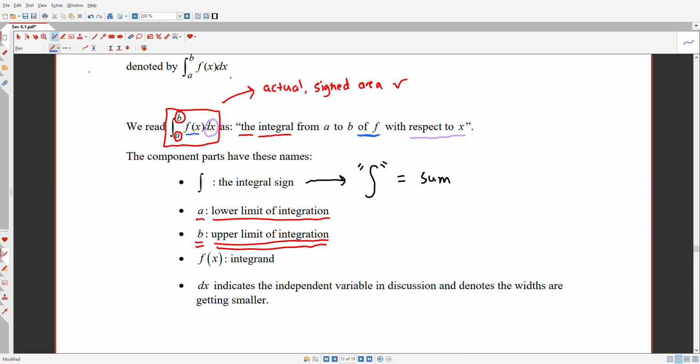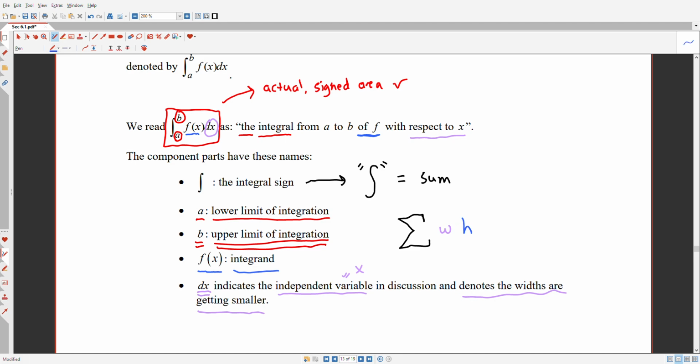The function whose curvy area we're trying to compute under is called the integrand. And lastly, this dx tells us the independent variable is x, and it also reminds us that we were talking about widths of rectangles that were getting thinner and thinner. So in other words, what we really had before was a summation sign like this, and what we were adding was information about heights, I'll say widths, w's, times heights.